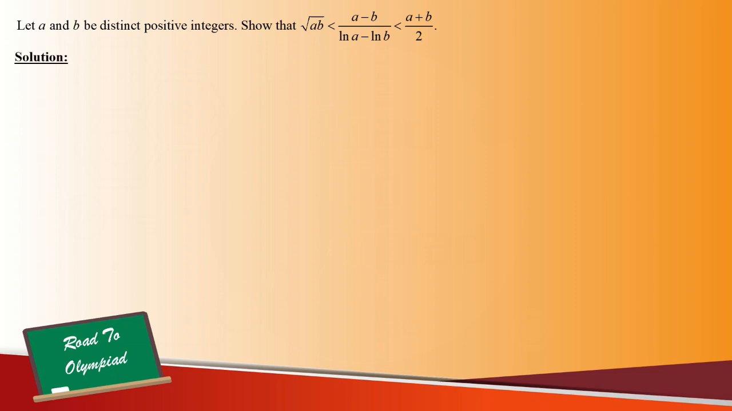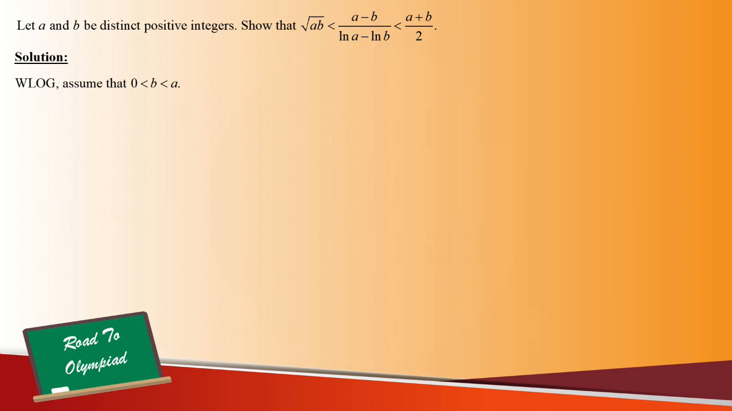To solve this problem, without loss of generality, we can assume that 0 is less than b is less than a. Notice that even if a is less than b, ln a is smaller than ln b. So both a minus b and ln a minus ln b are negative, and the inequality to be proven is still the same as in the case when a is greater than b.